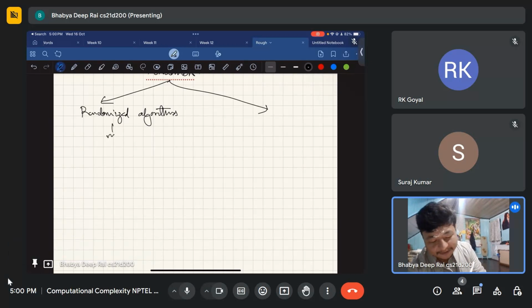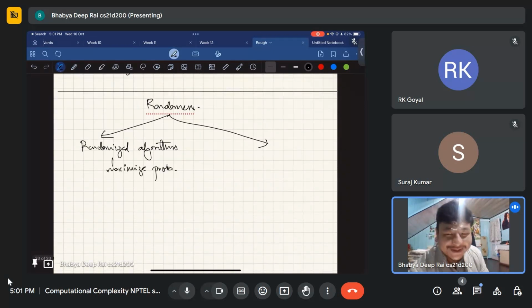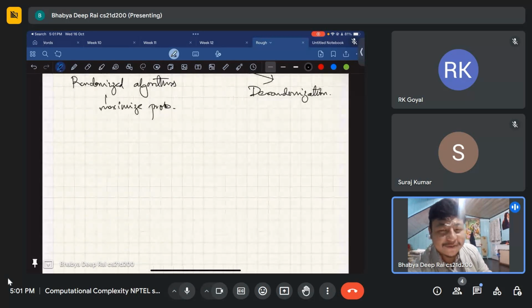People who specialize in designing randomized algorithms are trying to maximize the probability of success, and these are again algorithmists at work, designing better and better algorithms. And what are the complexity theorists trying to do? They are trying to get rid of randomness. They are trying to do de-randomization, that is, remove randomness. So how do you remove randomness? You cannot directly remove it.